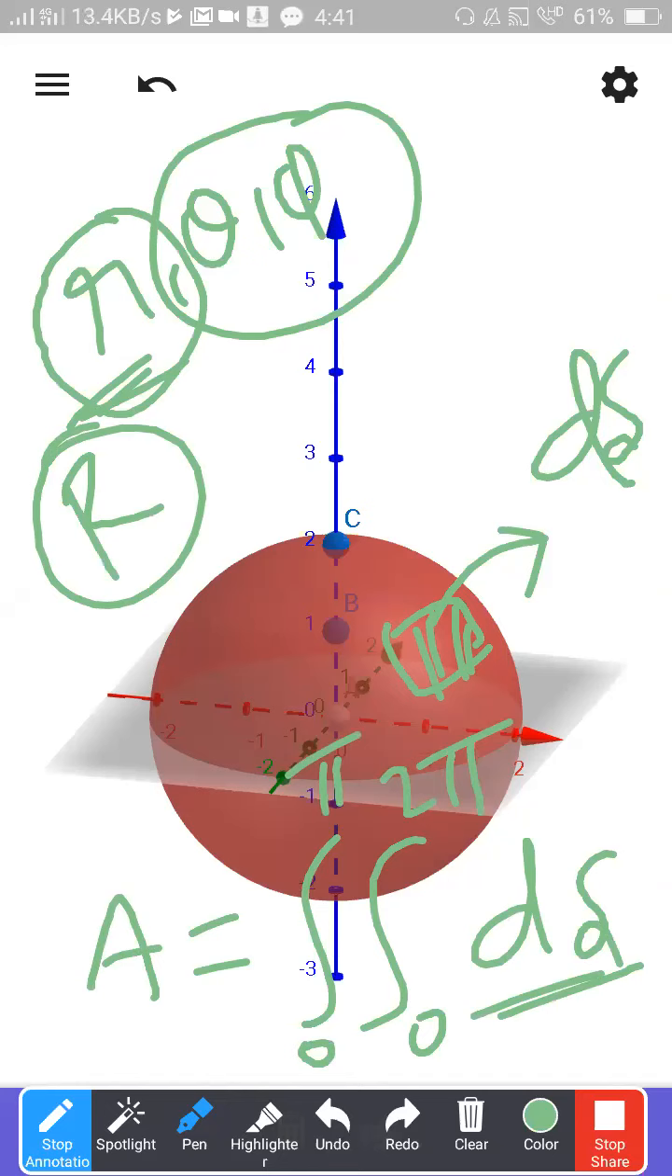Somebody please quickly tell me the answer. I have taken an elemental surface. I am doing integration: 2 pi r square. Okay. See what you will get. Finally, you will get the surface area of this sphere.